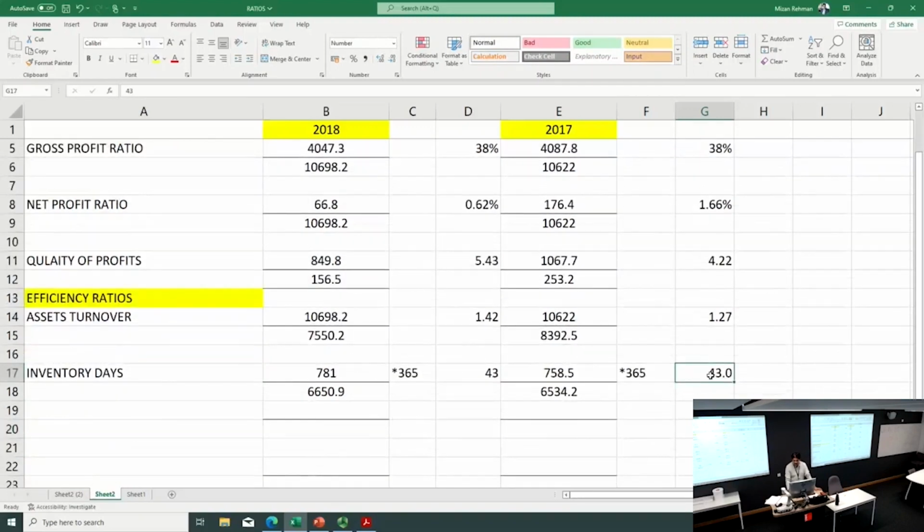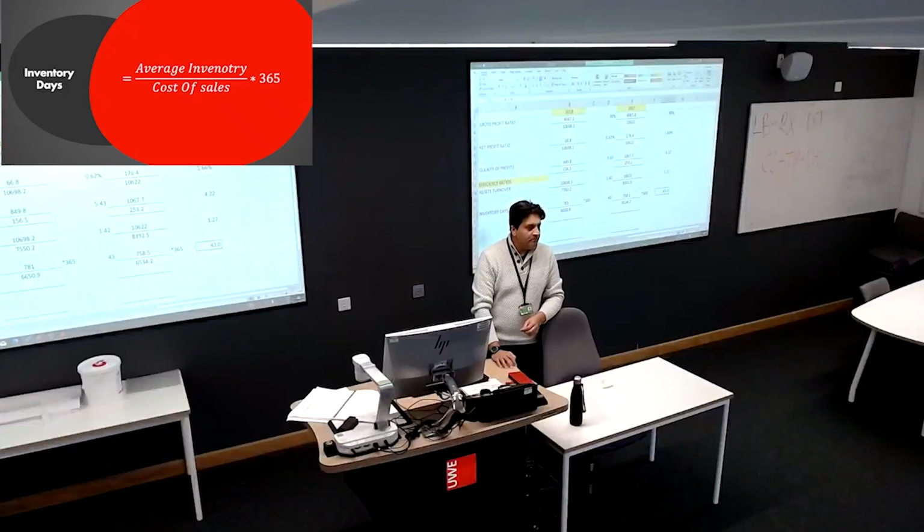So we can say that performance in this area is consistent. They managed to sell their inventory in 43 days, both in 2017 and 2018. Is it good enough? Is it quick enough? To understand that, we need to understand the business.